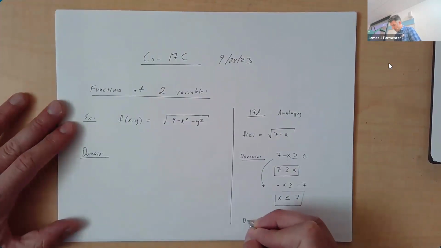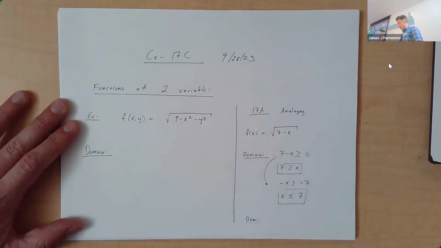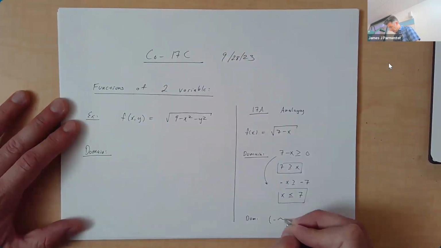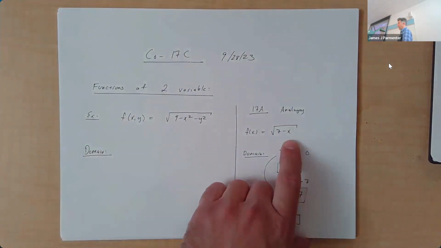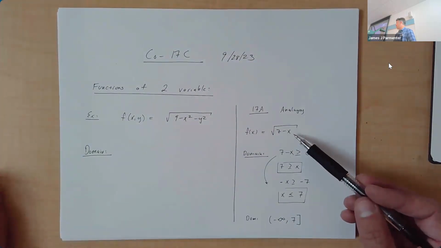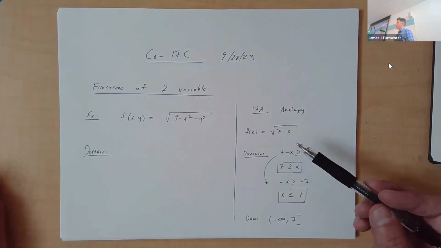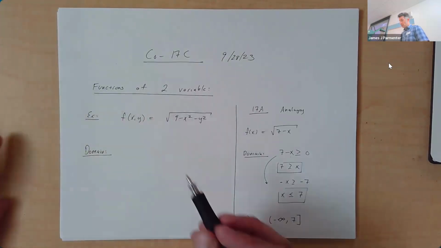So here, if I was writing the domain as an interval, I'd write it as the set from negative infinity up to 7. Because at least for functions of one variable, the domain is just an interval on the x-axis or the number line. It's not going to be exactly the same for functions of two variables, but the process is still the same. The idea is that we're just looking for the things that x and y are allowed to be. Just like here, x had to be less than or equal to 7. It couldn't be 8 or 9 or 10, because you can't take the square root of a negative number and get a real result. Same idea is going to be true here.